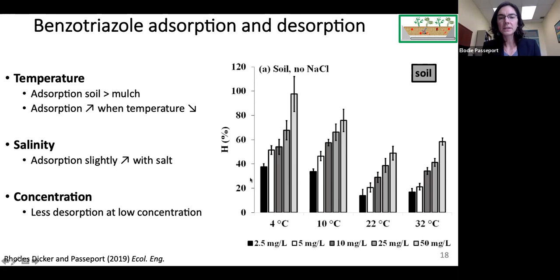Okay, and so we did this at different temperature levels again, and it doesn't matter which of these 4 groups you look at because they all look the same. They have this kind of stairs pattern, and we did it at different concentration levels. The lowest concentration here is with the black. And what you can see is that as the concentration decreases, you have less desorption. Again, it's good news for benzotriazole because we tend to find it in the environment at lower concentration.